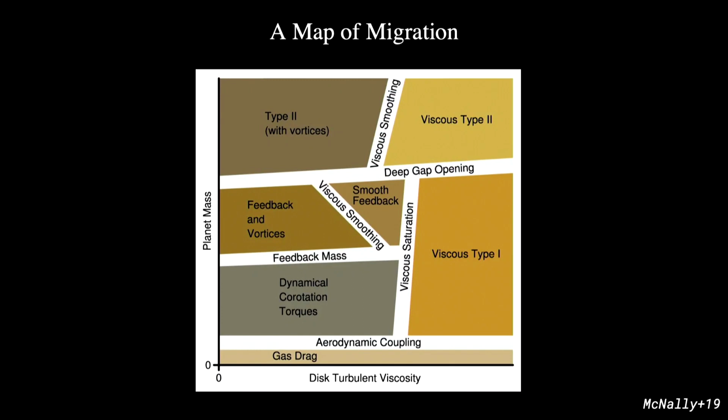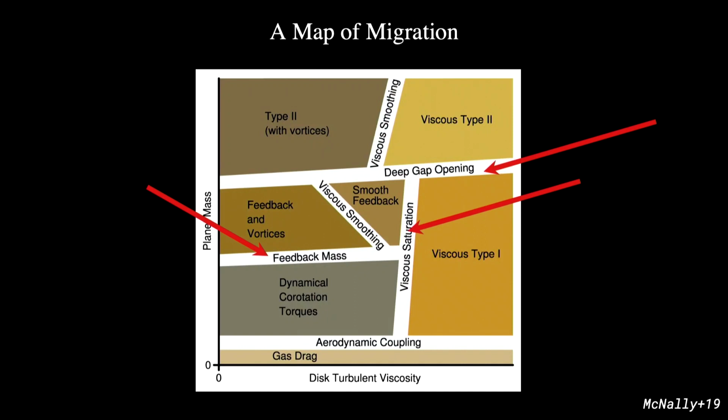Here is a slice in the parameter space of planet migration. We have divided planet migration into a number of regimes, and I want to point your attention to these three particular dividing lines. This one up here is labeled deep gap opening.